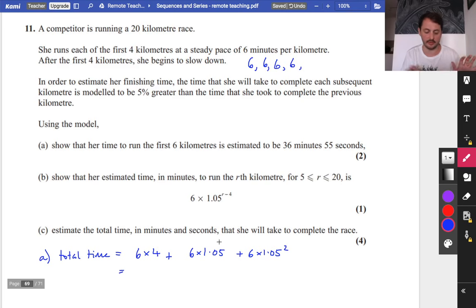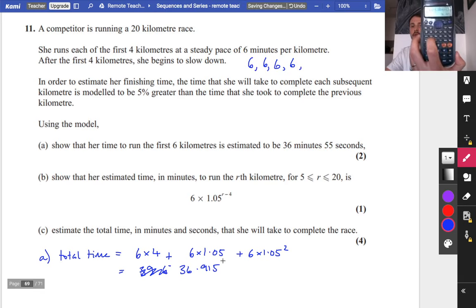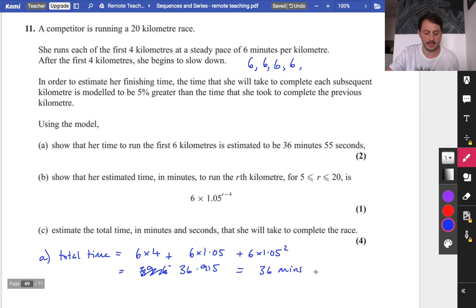It didn't say to do anything with sequences, so I can just go straight into my calculator. It comes up with 36.915. If you've got this button that does the commas and stuff, you can just press that and it will immediately tell you that this is 36 minutes and 55 seconds. Well, it says 54, but it rounds up to 55 seconds.